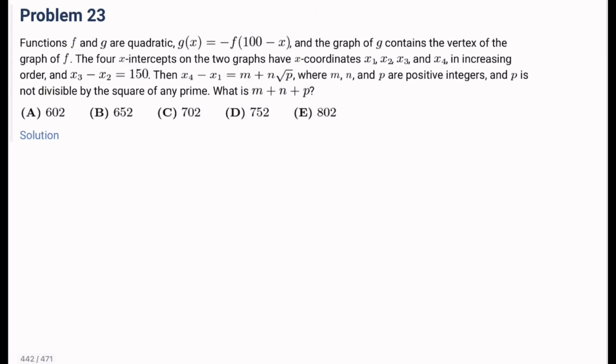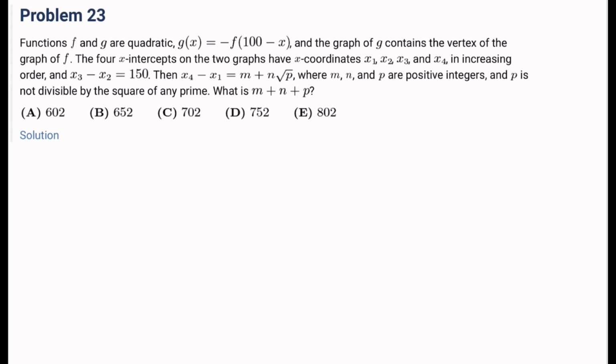Number 23, functions f and g are quadratic. g(x) equals negative f(100 minus x), and the graph of g contains the vertex of the graph of f. The four x-intercepts on the two graphs have x-coordinates x1, x2, x3, and x4 in increasing order, and x3 minus x2 equals 150. Then x4 minus x1 equals m plus n root p, where m, n, and p are positive integers, and p is not divisible by the square of any prime. What is m plus n plus p?